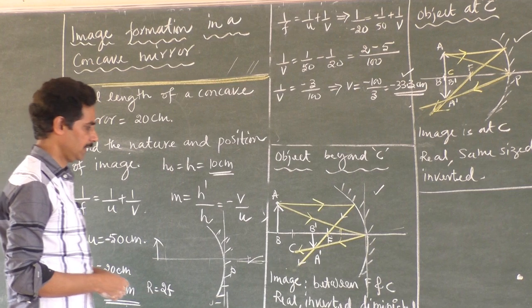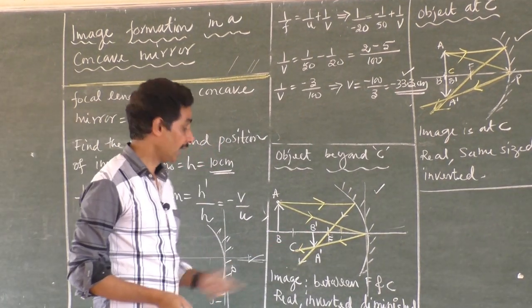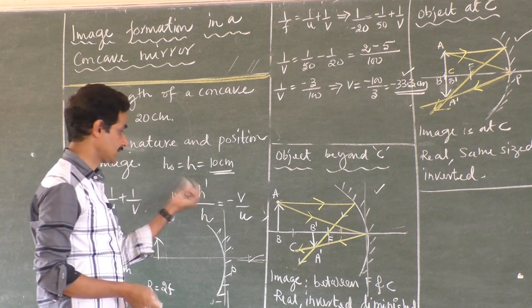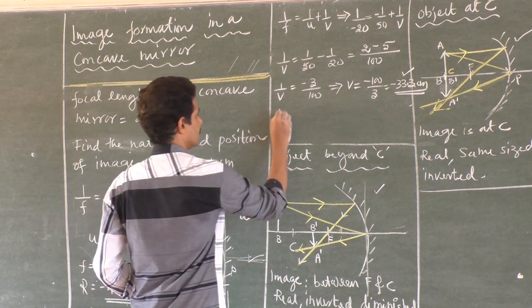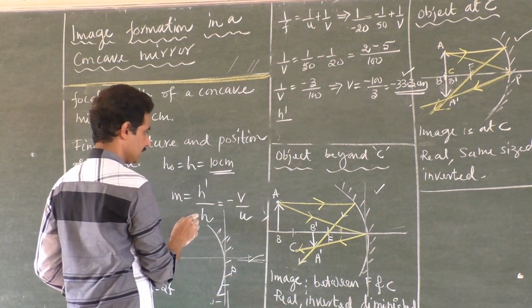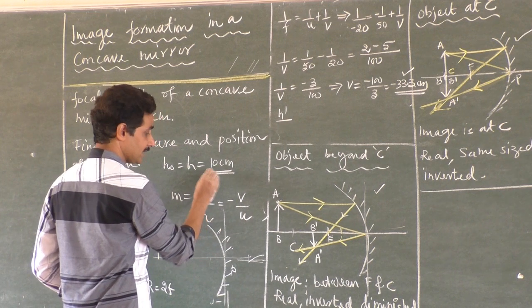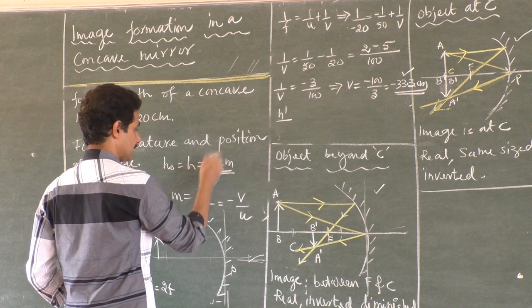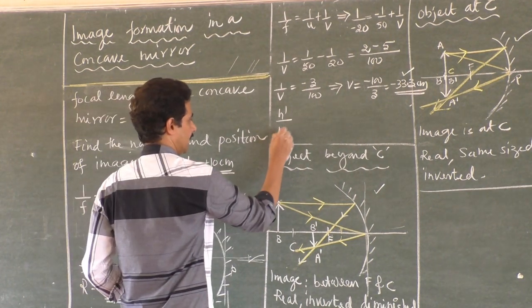Then what will be the height of the image? It should be lesser, let us see. And it is inverted below the principal axis. I want to calculate what is h dash. H dash by h. H is 10. Whether this is plus 10 or minus 10: the object is above the principal axis, so plus 10.